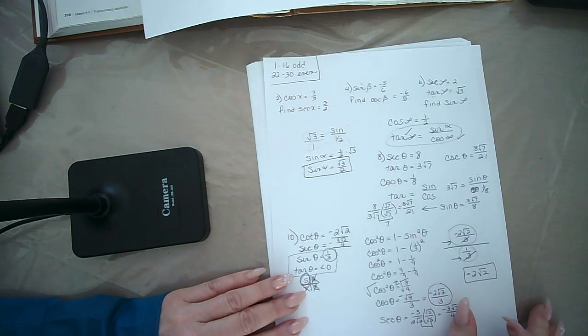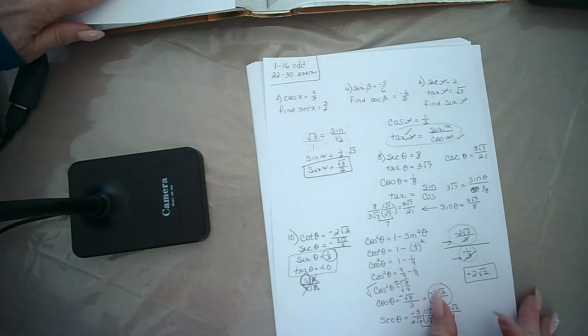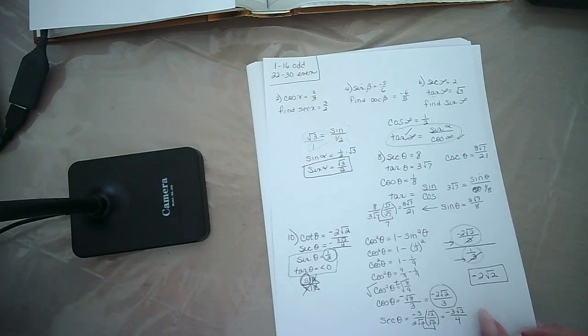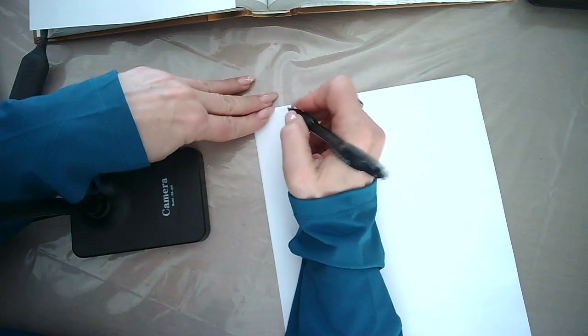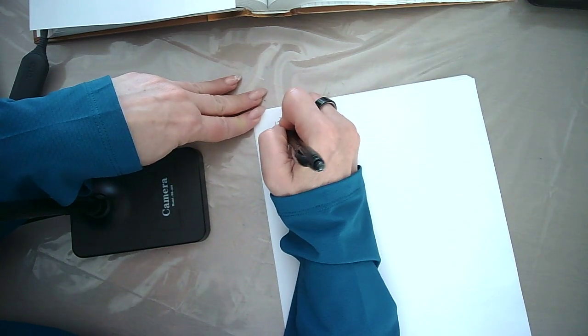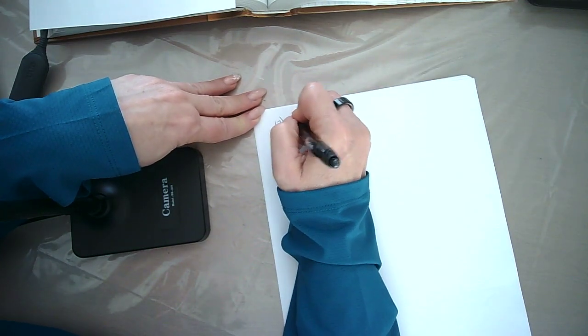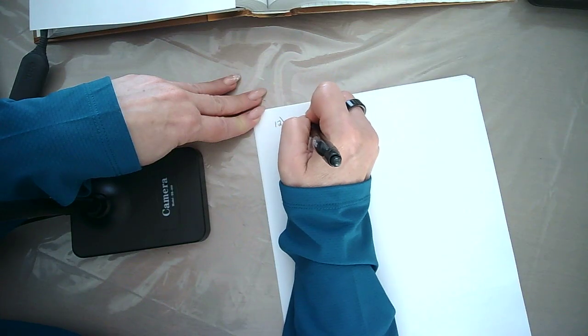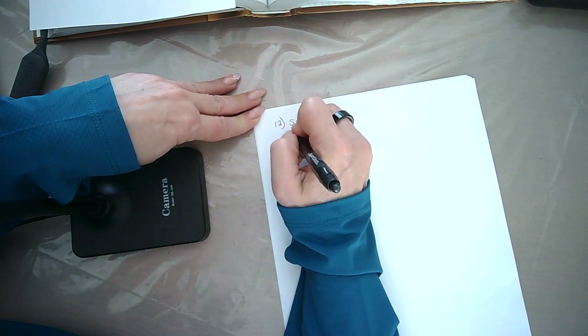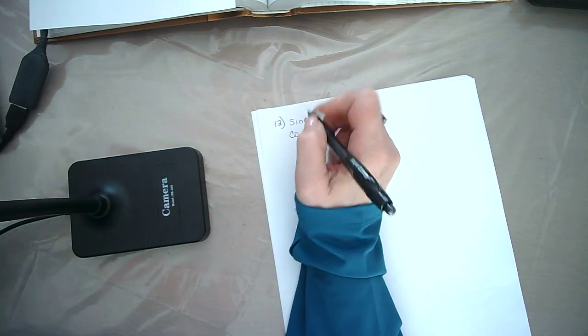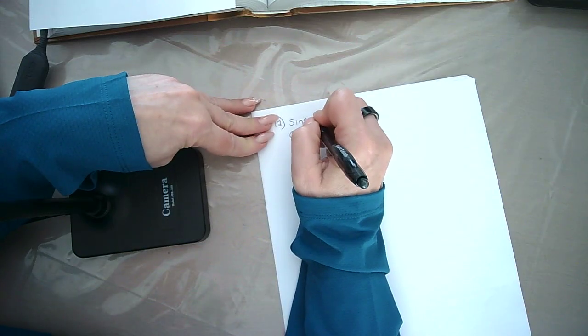Okay, so that was question number 10. Let's look at number 12. Number 12 tells me to find the sine of theta and to find the cotangent of theta.